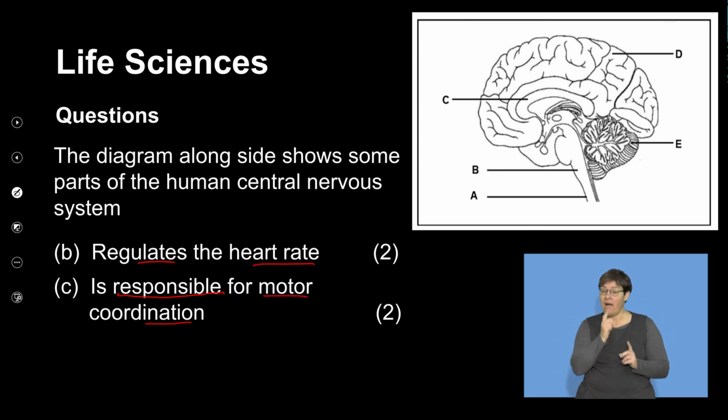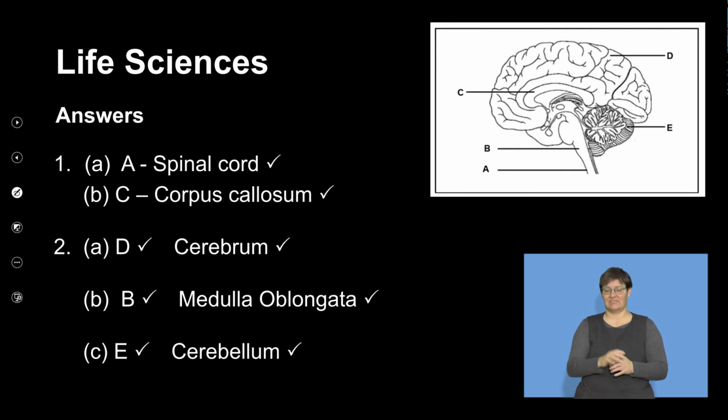I believe you've got answers now. Let's check if your answers are correct. Yes. Number 1, we said A is spinal cord. C is corpus callosum. 2A, you were supposed to give the letter and the name. So it's D, cerebrum. B, medulla oblongata. E, cerebellum. If you look at the answers here, there are ticks for a letter and the name. Be careful not to forget to write both if the question says letter and name.